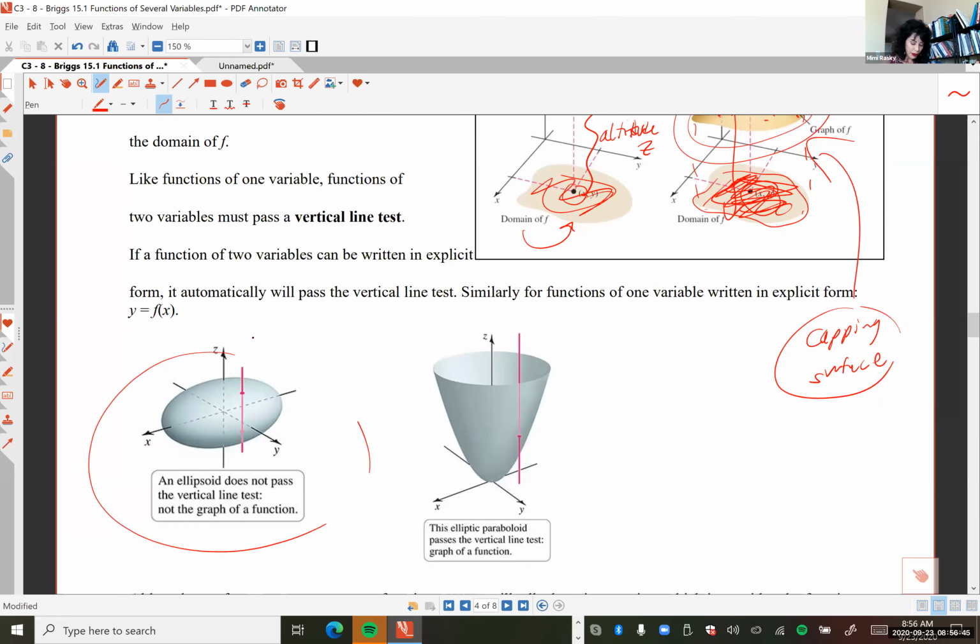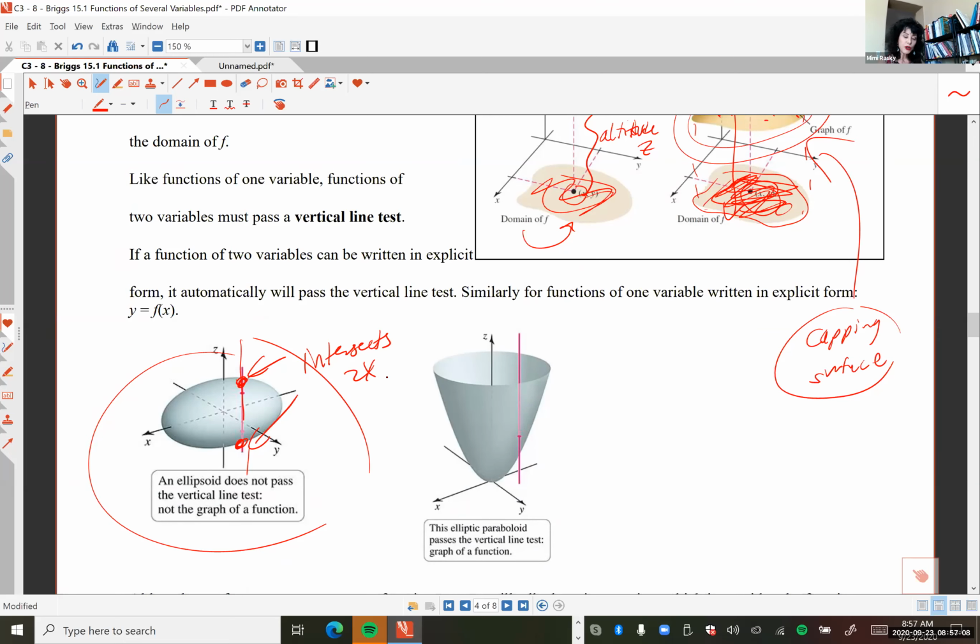But this ellipsoid, even though it is a beautiful surface, it looks like an egg, and you guys studied ellipsoids in 13.6 for quadric surfaces, is gorgeous. But it doesn't pass the vertical line test, because when you have a vertical line here, it intersects the surface more than once. So it intersects twice. So it definitely doesn't pass the vertical line test, but it's still a surface.